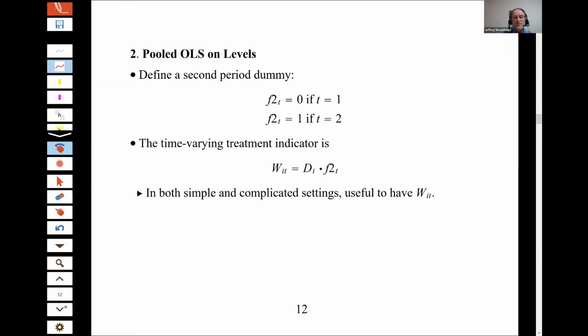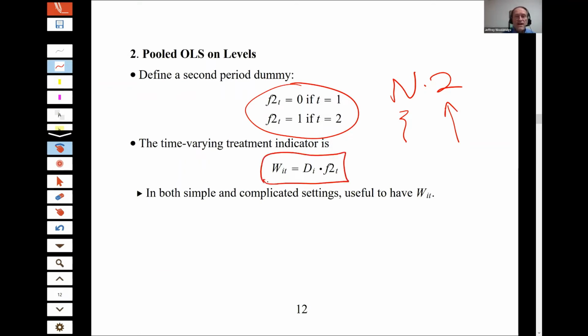is that we can actually set this up as a pooled OLS regression where instead of differencing, we actually just use the n times 2 observations. This is the cross section. This is the number of time periods. And to do this, we define a dummy variable, which simply indicates whether an observation is from the first or the second time period. Then we can define a time varying treatment indicator, which is this interaction term, which you see so much in the difference in differences setting. So it's the interaction between eventually being in the treatment group, which doesn't change over time, and the time dummy, which does change over time.